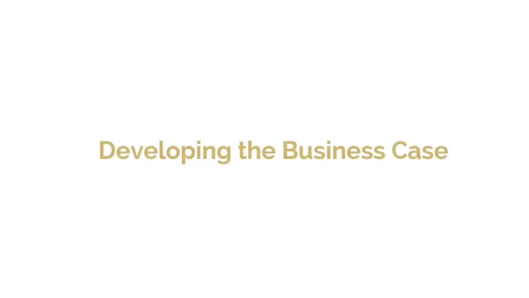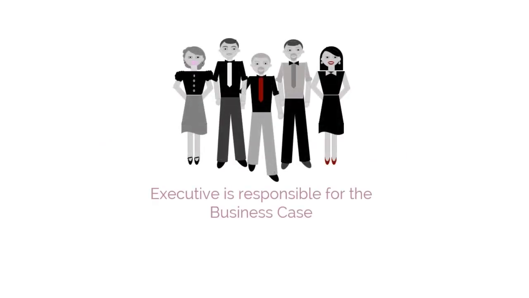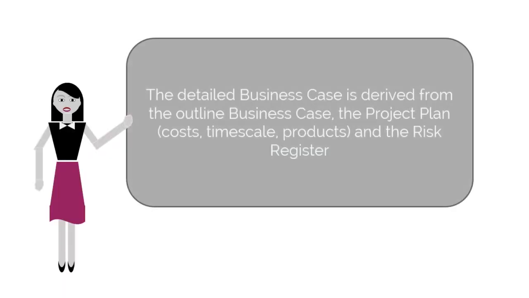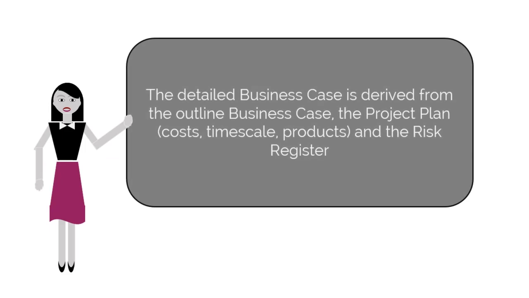Now let's look at the step developing the business case. The executive is responsible for the business case, and as we discussed earlier, the outline business case is derived from the project mandate and developed pre-project in the starting up a project process. The detailed business case is derived from the outline business case, project plan, and risk register in the initiating a project process.